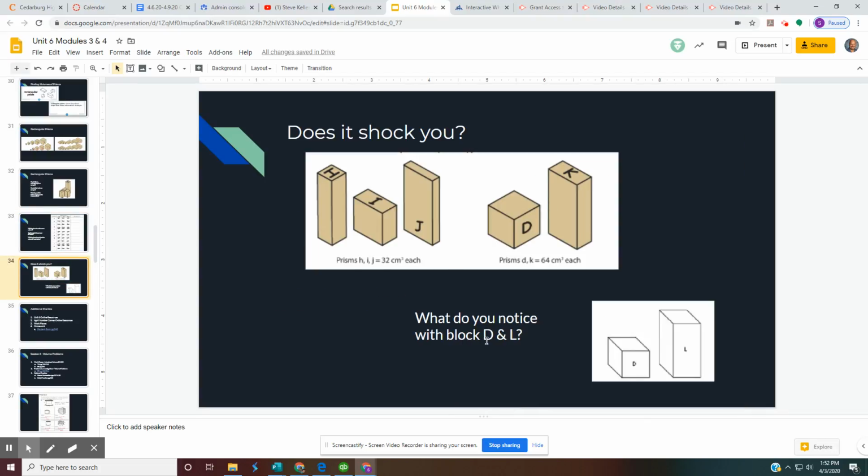Hey, look at blocks D and L. What do you notice about those two? Go ahead and pause the video and look back at your notes. Okay, so initially, if I'm looking at this, it looks like if I stack 2 Ds, it might be an L. Would D be half the size of L, or are they the same? Let's go ahead and check.